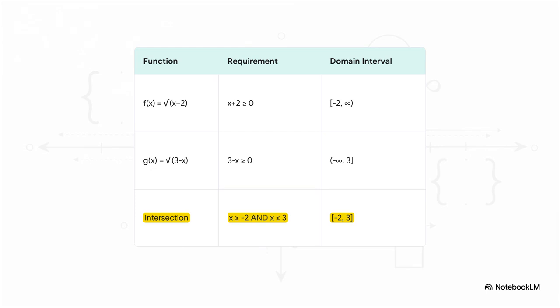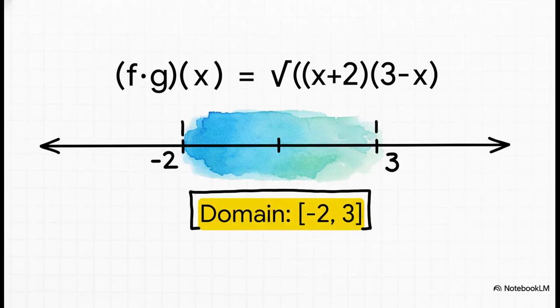Okay, let's break this down. For f of x, we can't take the square root of a negative number, right? So the stuff inside, x plus 2, has to be 0 or more. That means x has to be greater than or equal to negative 2. For g of x, same deal. 3 minus x has to be 0 or more, which means x has to be less than or equal to 3. Now for the crucial part, the intersection. We need numbers that are both greater than or equal to negative 2 and less than or equal to 3. Well, what's left? Just the numbers from negative 2 to 3. And there you have it, our final answer.